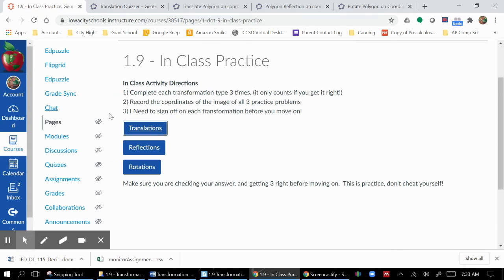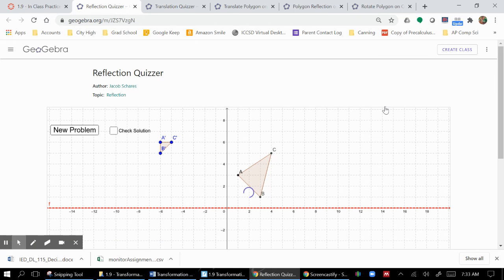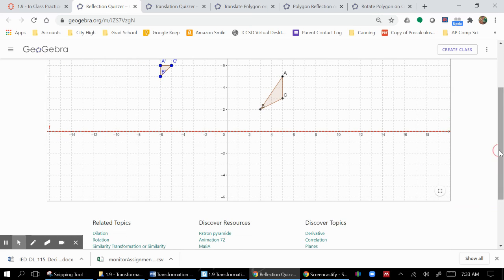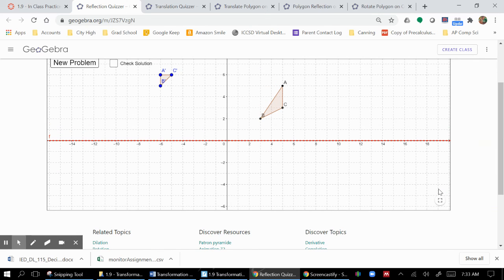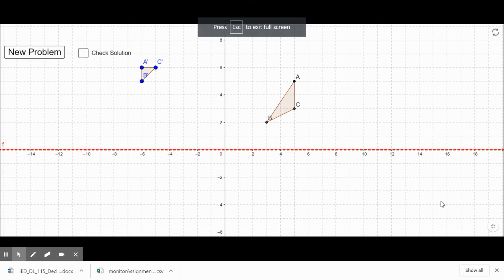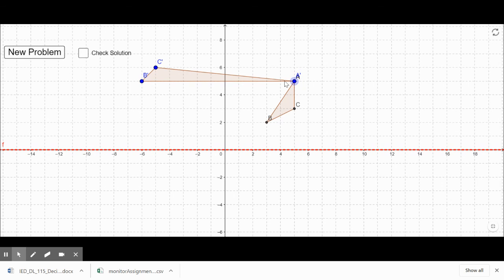Okay, next up we've got reflections. The most important thing here is paying attention to that line. The line is what's telling you which axis to reflect over. And so here it's this red line, it's the x-axis. So I'm going to take each point. I can always go ahead and put them on top of the originals if I want to.